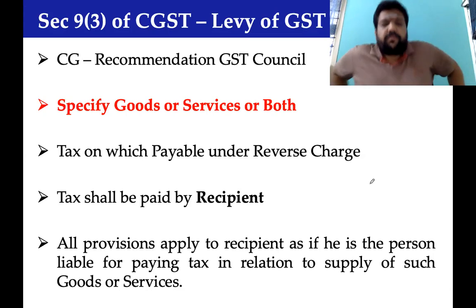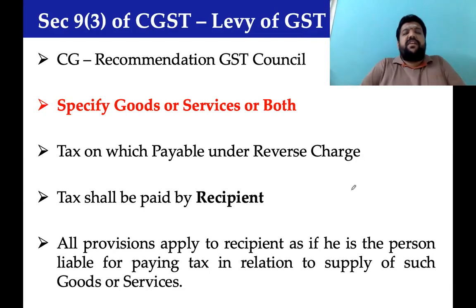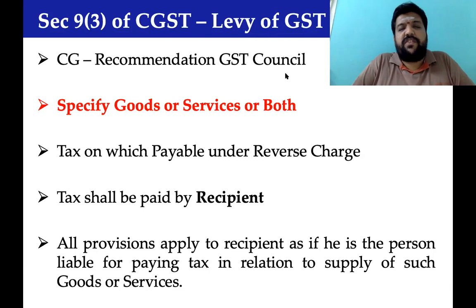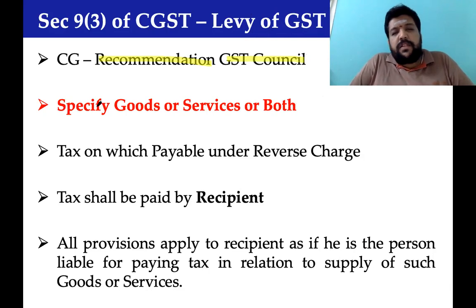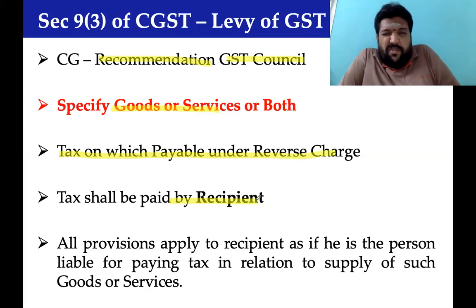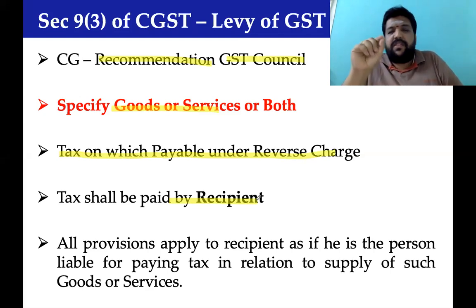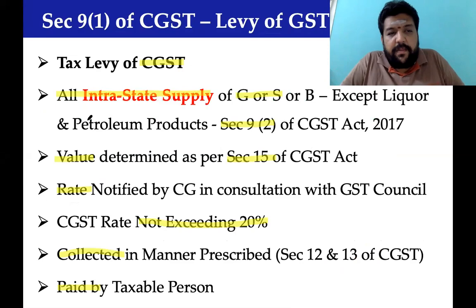Section 9(3) discusses, as per the recommendations of GST Council, the central government, in consultation with GST Council, specifies goods or services on which tax will be paid under reverse charge by the recipient. See, this is the most careful point in 9(3). As per the recommendations of GST Council, not on all goods. Look at the wording here.